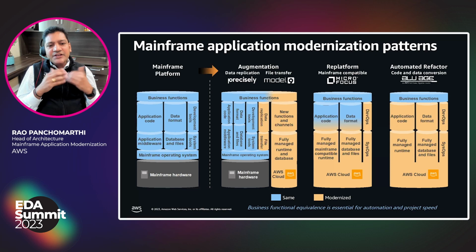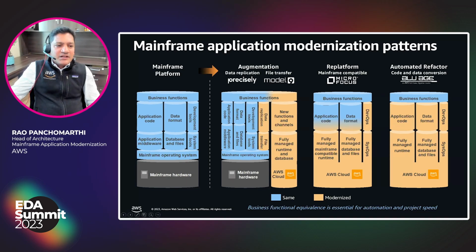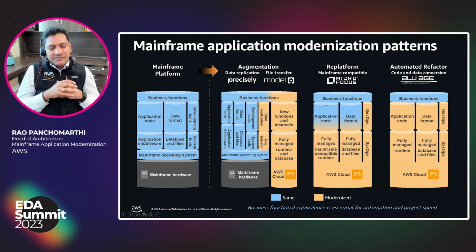Modernization is a very highly used term here. But when we look at modernization, what it really means for each pattern, as you start all the way from the left, that is your mainframe, which is a blue color, which identifies that you are maintaining the hardware, all the databases, files, and tools, and everything that comes with it on the mainframe.